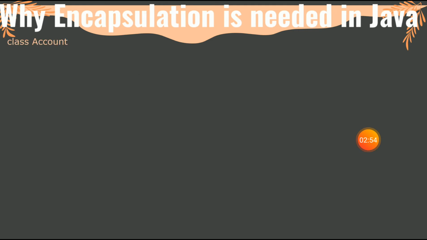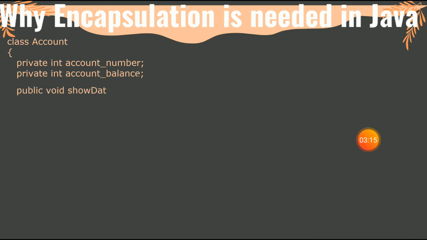Let me write one program for you. A class named Account, and then two variables are declared with the private keyword. Private int account number, where int is the data type and account number is the name of the variable, or you can say this is a field also. Then private int account balance. Now all of this I am writing in the class itself, not outside the class. That's why it's hidden from outside the class. Then public void show data, another method, which I'll explain.